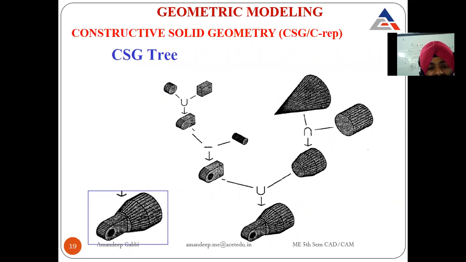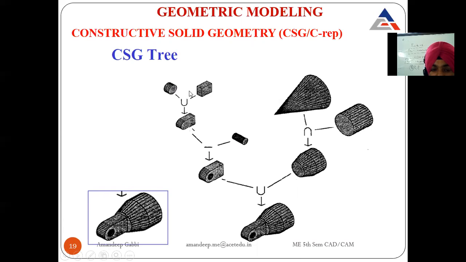Again, constructive solid geometry. We are to manufacture this, or say, design this. How to draw this? How to make a product like this? You need to have this. If you join these two, it will form this union, and this will result into this.